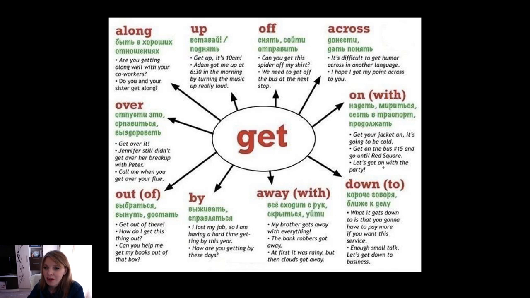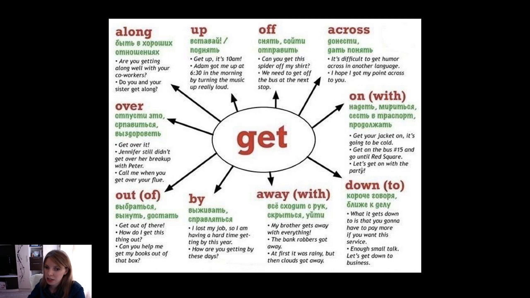Get down to. Get down to. Засесть за какую-то работу, либо может быть использовано как такое тоже, да, устойчивое выражение. Давайте посмотрим по примерам. What it gets down to is that you're gonna have to pay more if you want this service. So what it gets down to, короче, да, короче говоря, ближе к делу, вам придется заплатить больше за данную услугу. Либо во втором примере, enough small talk, хватит болтовни, let's get down to business, let's get down to work. Давайте займемся делом. Get down to, засядем, дословно, да, займемся, начнем какую-то работу.